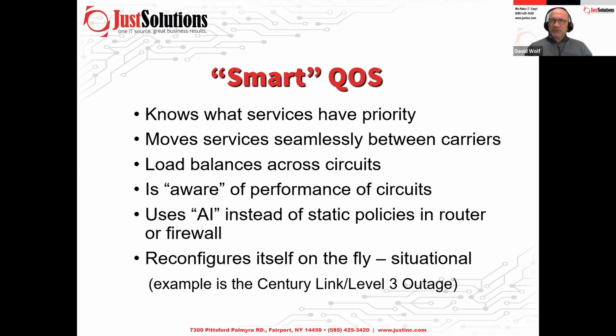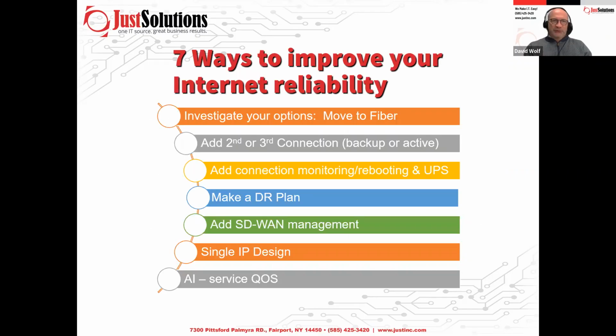The company we're using is called Big Leaf. We're using their product, and this is a service. This isn't a set it and forget it. You're not just making a firewall purchase or a router purchase and buying two circuits. This is actually a service, because they're doing this 24/7, monitoring it for you, and basically doing all this work for you centrally. So here's the list of the seven things you can do to improve your internet reliability.